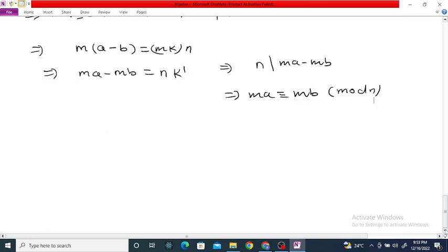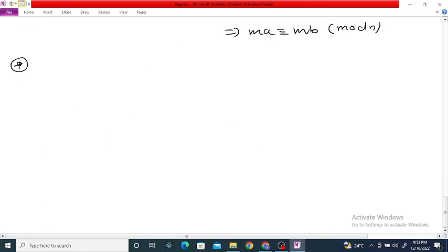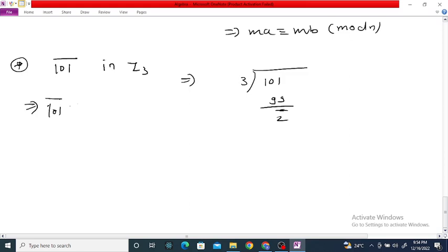Now next example. Find the value of 101 bar in Z3. If we divide 101 by 3, then we get the remainder 2. So 101 bar is congruent to 2 bar modulo 3, and therefore the value of 101 bar is equal to 2 bar in Z3.